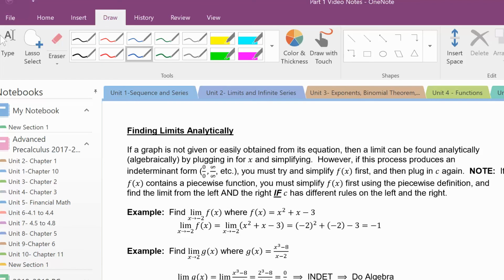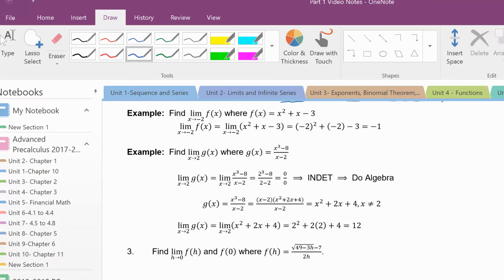Now, finding limits analytically, meaning algebraically, we've talked a little bit about this as it goes to infinity. However, we can do the same thing as x approaches a number: we can plug in that number for x and simplify. However, if the process produces an indeterminate result, then you have to try and simplify it algebraically and then plug in that number again. Now notice it says if it's a piecewise function, you must simplify the piecewise function first and then find the limit from the left and right if c is the changing point, if it has different rules on the left and right. So we'll talk about that.